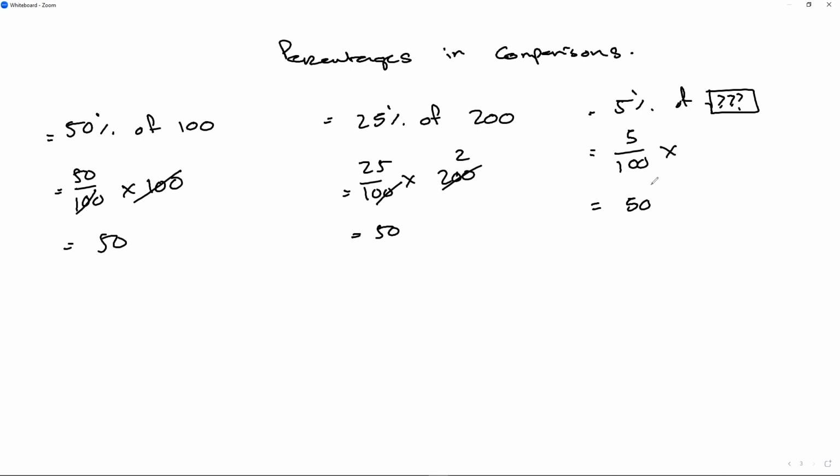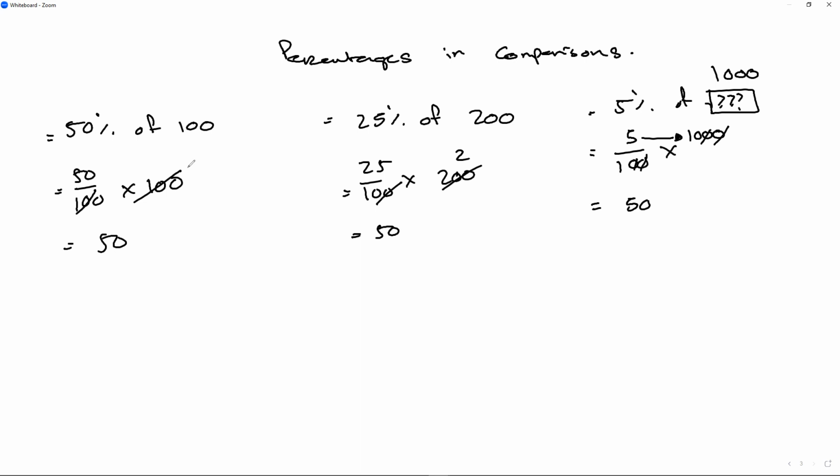Now, in order to get 50 over here, 5 has to multiply by a number that will cancel out with 100 to get 50. And that is actually 1,000, because that'll become 5,000, and then the zeros will cancel, and it'll come to 50. So that number would be 1,000.